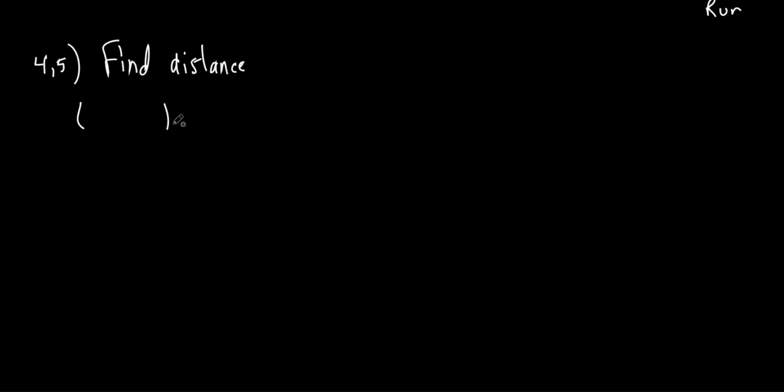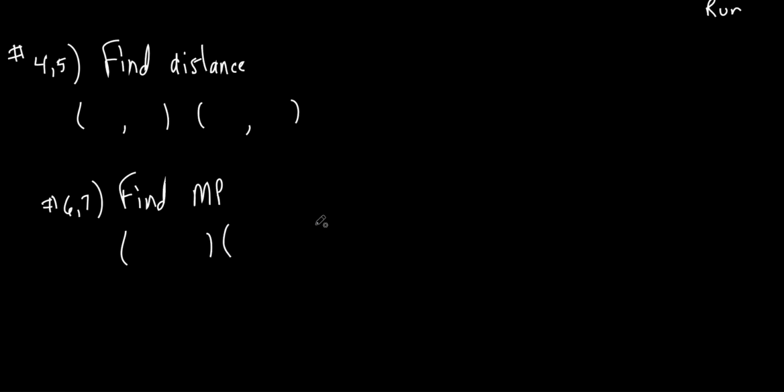All right, so you got to find the distance. So what do I give you? I give you 2 ordered pairs, right? And you got to put it into the formula and find the distance. Okay, so there's 2 of them, numbers 4 and 5. What do you think numbers 6 and 7 are? Find the midpoint. That's right. And I give you 2 points again. I'll put numbers in there and you find the midpoint. Stick it into the midpoint formula. We already went over that.